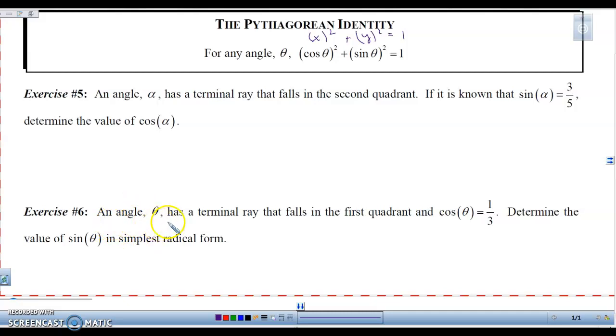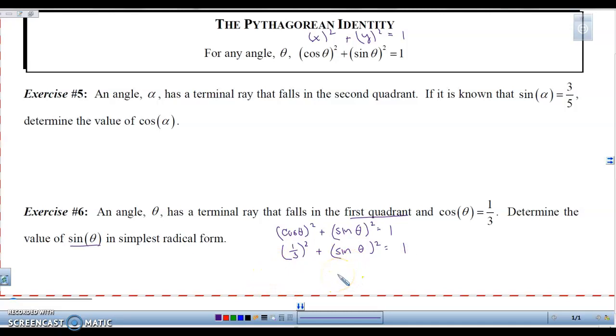So an angle theta has a terminal ray that falls in the first quadrant, and cosine theta is equal to 1/3. Determine the value of sine theta in simplest radical form. Since the Pythagorean identity has to hold, we know that cosine theta squared plus sine theta squared has to equal 1 for the unit circle. So we know that cosine theta is 1/3, so that would go here. And then we have sine theta squared here, and then add them together has to equal 1.